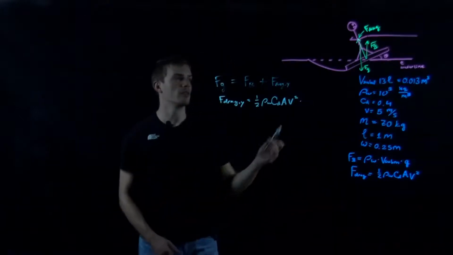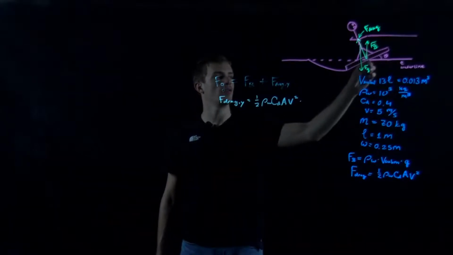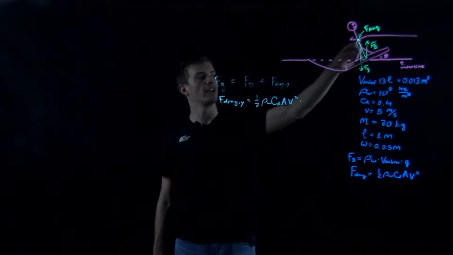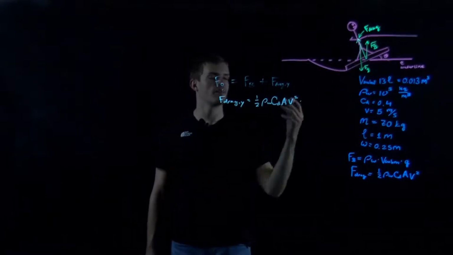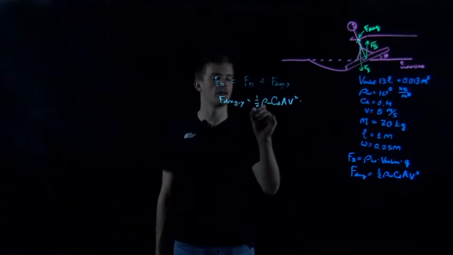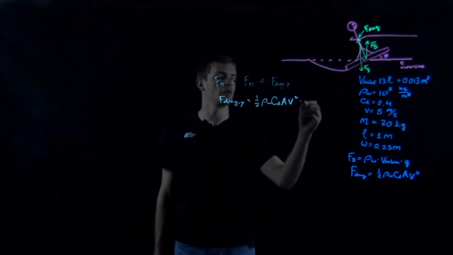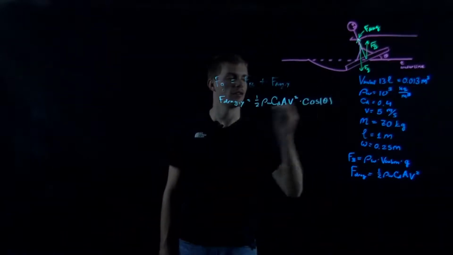And now we have to take the y component, and we know this angle, and we know the total length of F drag. This is the total length of the drag force, so therefore we need to multiply this by a cosine of theta.